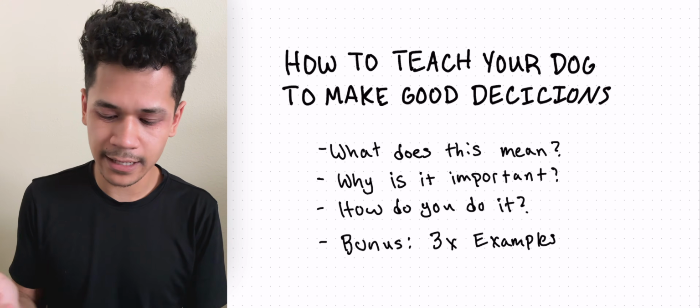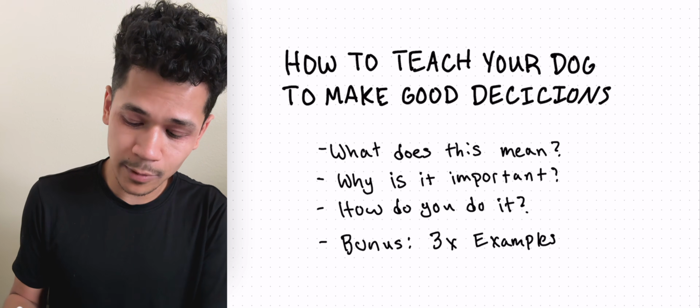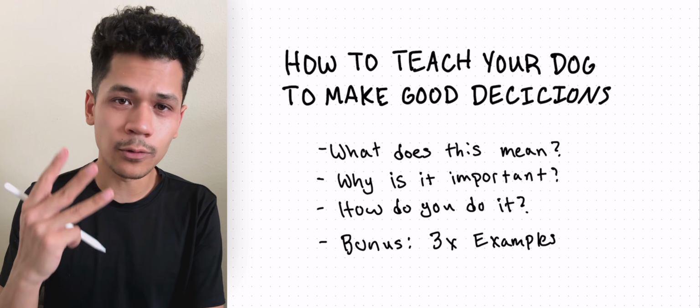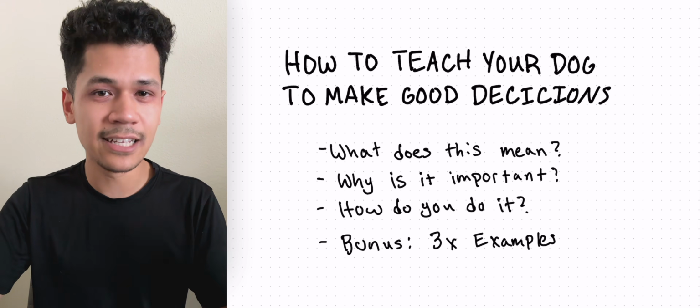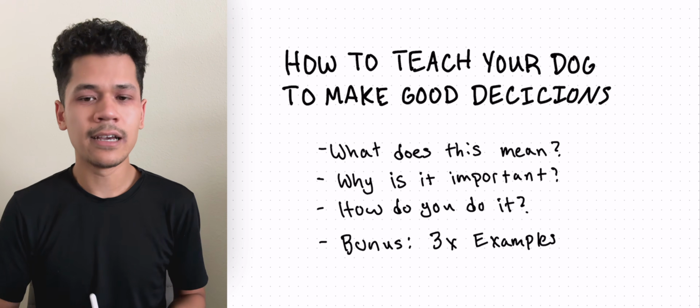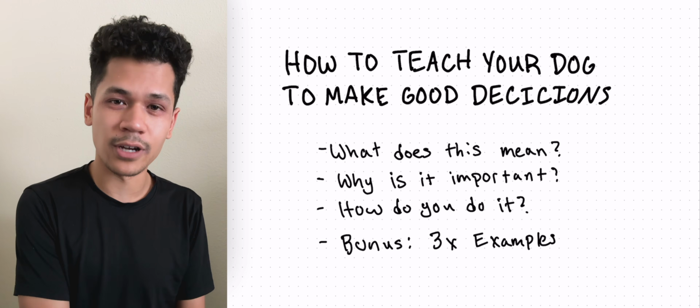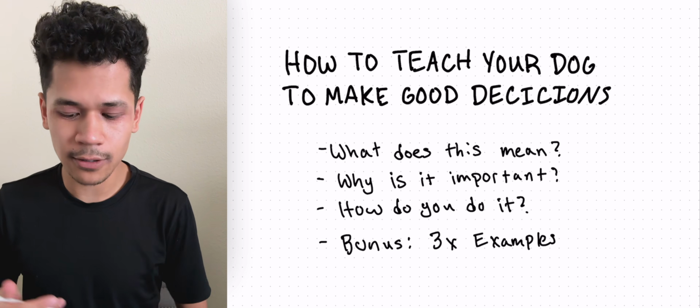So in this video, we're going to answer the following questions. What does this mean? Why is it important? How do you do it? And as a bonus, we're going to give you 3 examples to help illustrate these concepts, help you understand it. So hopefully at the end of this video, I can give you a tool that you can put in your dog training toolbox. All right, so let's get into the video.